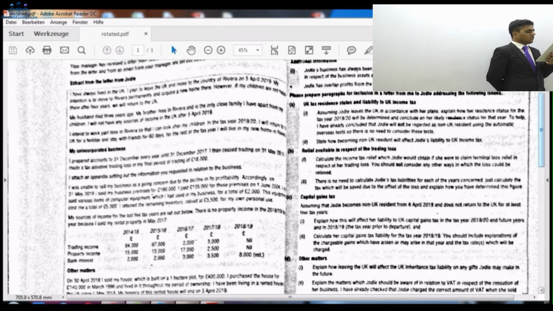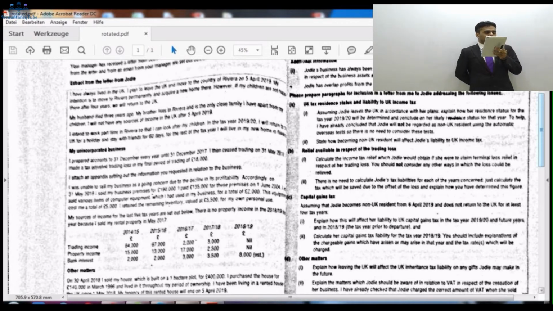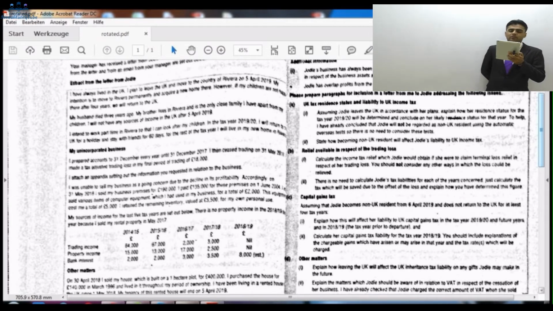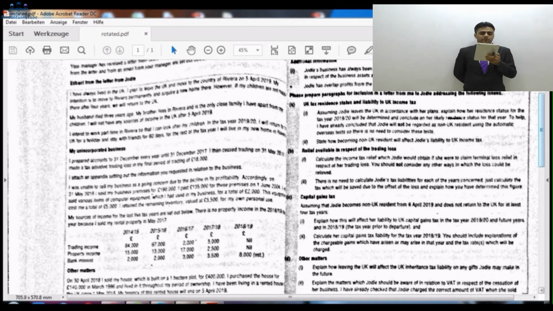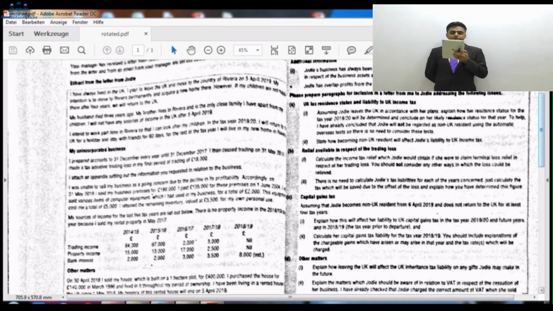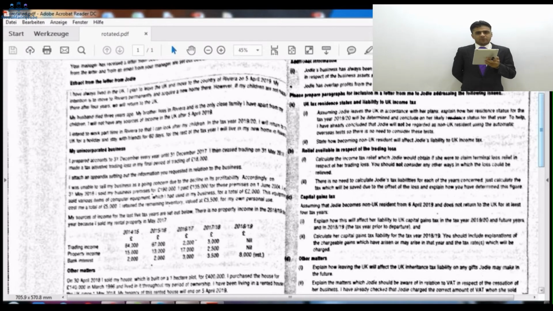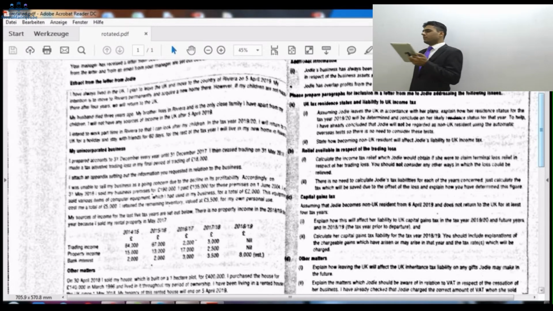If you see where the question starts, where it says extract from the letter from Jodi. I've always lived in the UK. I plan to leave the UK and move to the country of Riviera on 5th of April 2019. So she's planning to leave the UK on 5th of April 2019. My intention is to move to Riviera permanently and acquire a new home there. So she's planning to leave the UK permanently and live there and buy a home there. If my children are not happy there after 4 years, I will return to the UK. So she is still not sure. She might come back, but for now her plans are to leave the UK permanently.